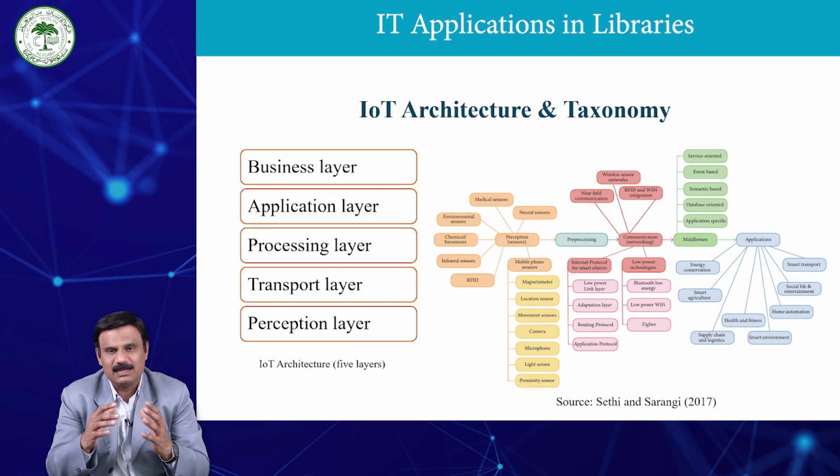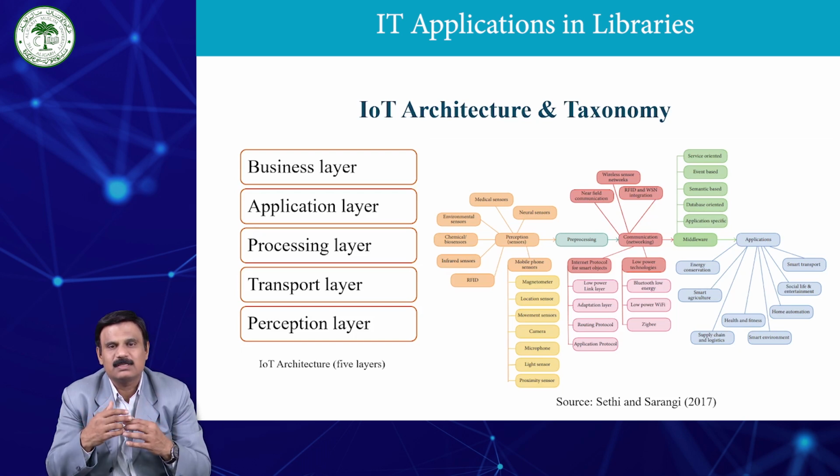The processing layer is also known as the middleware layer. It stores, analyzes and processes huge amounts of data that come from the transport layer. It can manage and provide a diverse set of services to the lower layers. It employs many technologies such as databases, cloud computing, and big data processing modules.